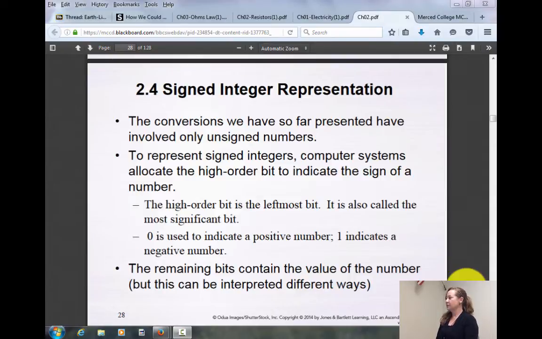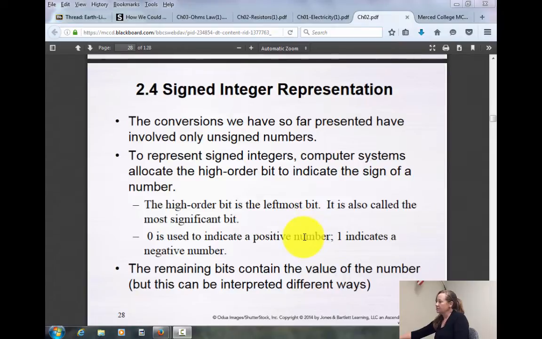Now, the conversions we have so far presented have involved only unsigned numbers. That means positive numbers only. Now, to represent signed numbers inside of a computer, there's a couple different ways that people have thought to represent signed integers, but the signed integer representation that computers implemented is 2's complement. But in order to understand 2's complement, we look at all the different ways that you can represent a signed integer inside a numbering system.